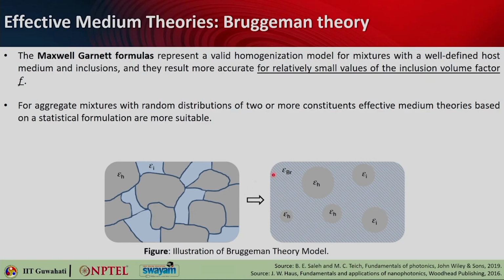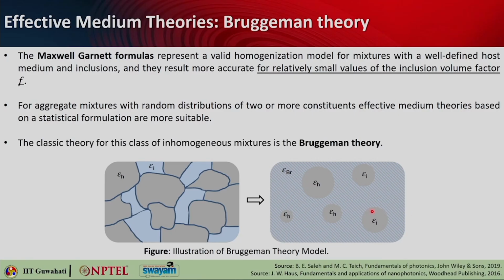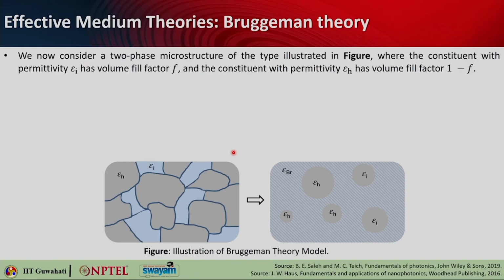So, here also what you will do, you will try to find a medium. You will try to find what is epsilon Br, that is the effective medium. You have the host medium and the inclusion medium, and they are basically capturing different regions. You will see how we handle this particular class of inhomogeneous mixture through Bruggeman's theory. So, let us consider a two phase microstructure of the type that is shown in this figure, where the constituent material of permittivity epsilon I fills a volume fraction f, and the other material of permittivity epsilon h will have a volume fill factor of 1 minus f.